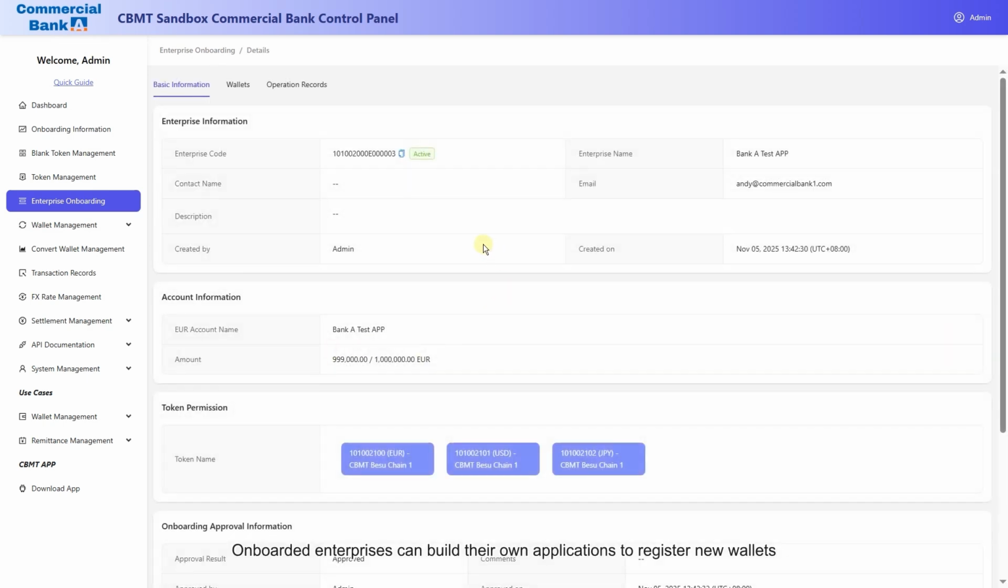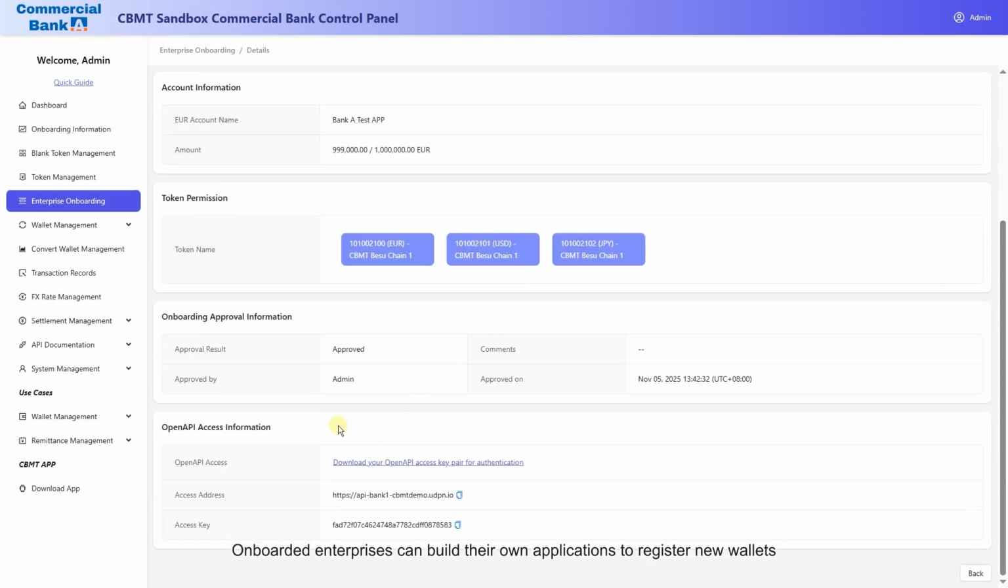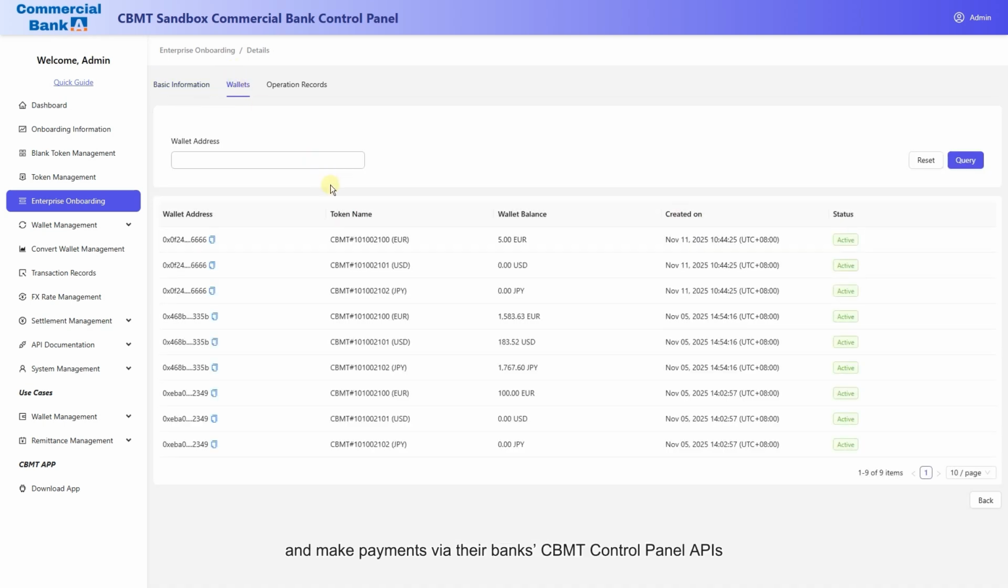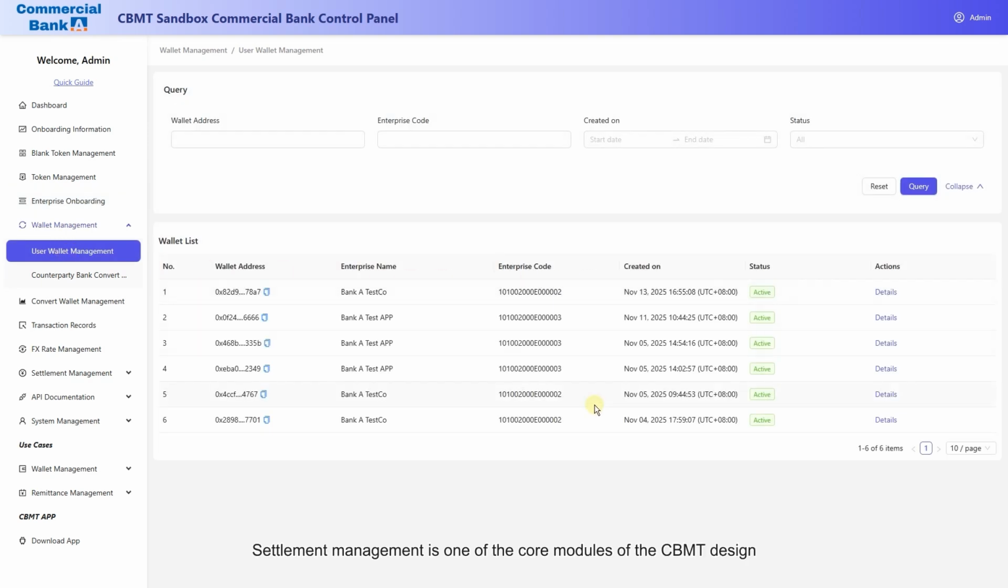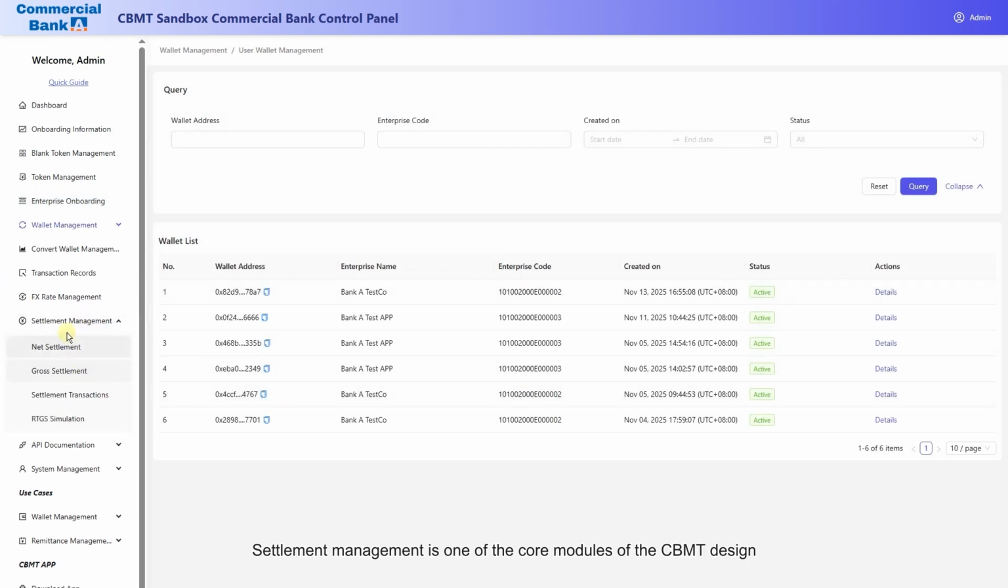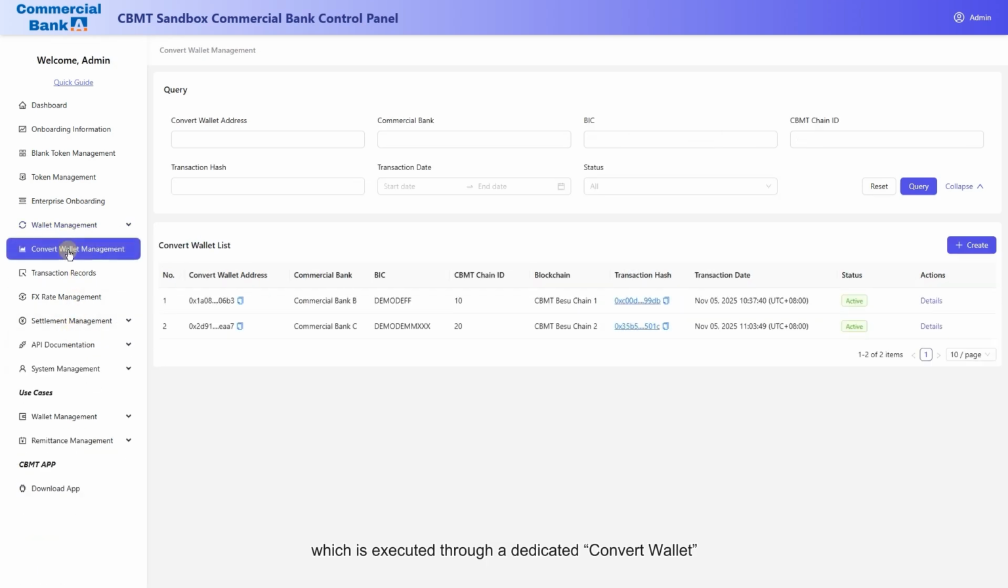Onboarded enterprises can build their own applications to register new wallets, purchase FX, and make payments via their bank's CBMT Control Panel APIs. Settlement management is one of the core modules of the CBMT design, which is executed through a dedicated convert wallet that each bank holds within the counterparty's CBMT system.